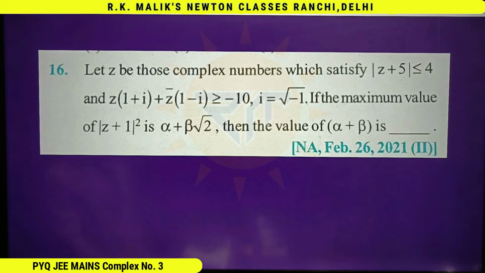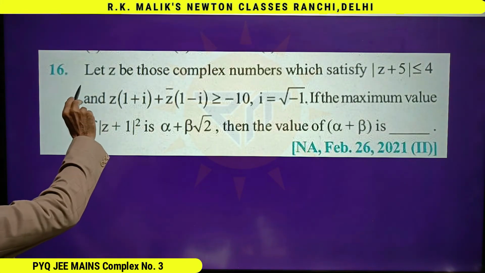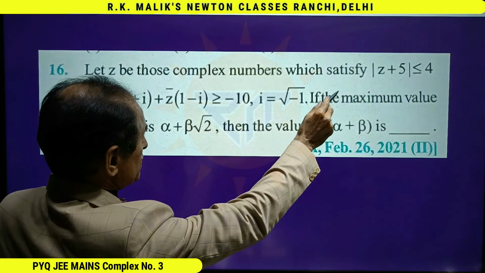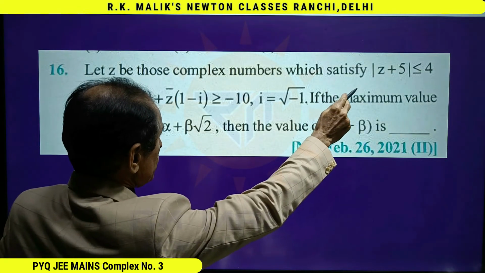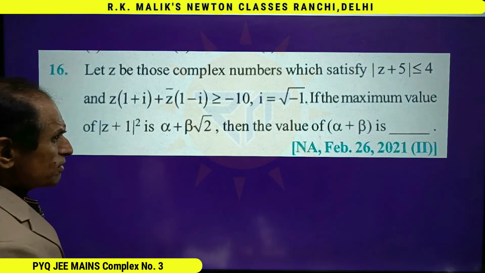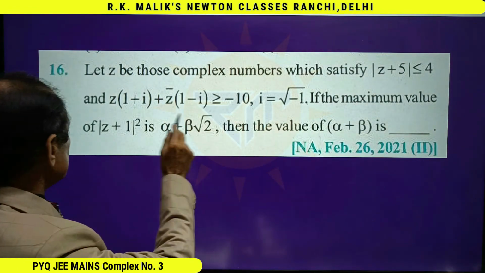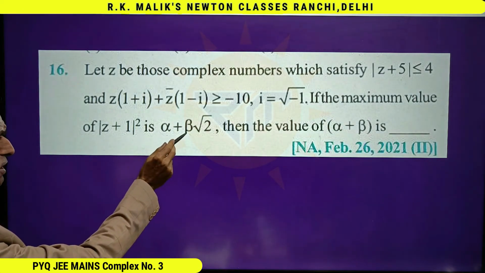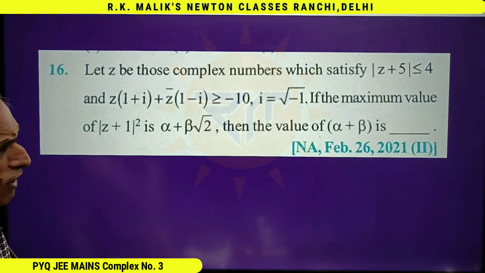In this question, it is given to us that let z be those complex numbers which satisfy mod of (z plus 5) less than or equal to 4, and this condition. If the maximum value of mod of (z plus 1) whole squared is alpha plus beta root 2, then the value of alpha plus beta is?